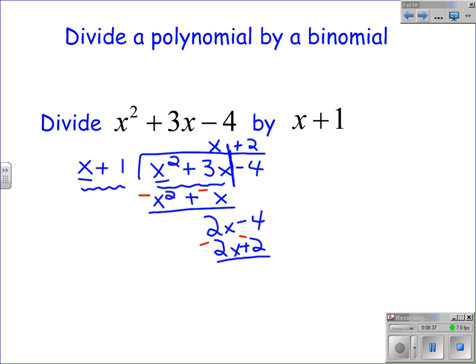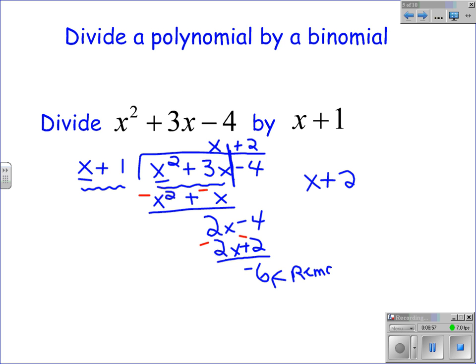I'm going to subtract both of them. And what am I left with? Negative 2. Negative 6. Now this is going to be a little different. We're going to write this as x plus 2. This thing down here is called a remainder.